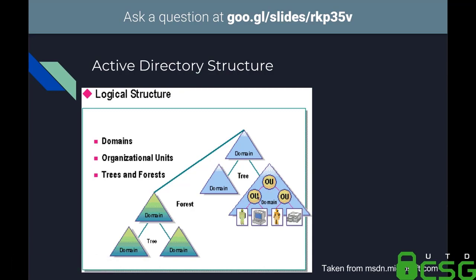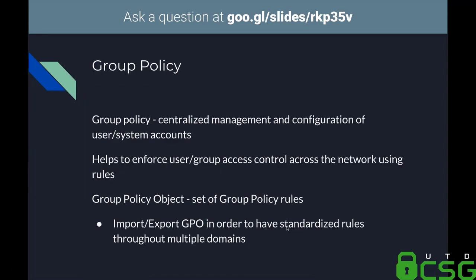So this could be like marketing, the technical services, and then something else. But within there, you have multiple users and multiple systems that pertain to that specific organizational unit. All right. Group policy is very important with Active Directory because that is a way to set rules across your network. So this is kind of like the larger scale network access control for Active Directory, and it's centralized management configuration of users and systems and their accounts.